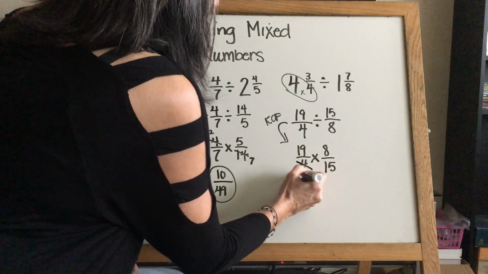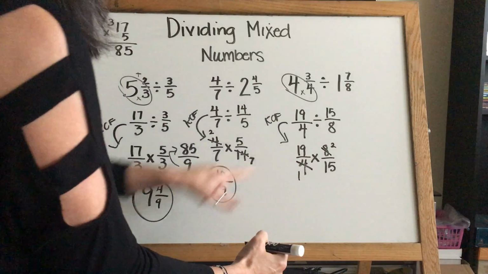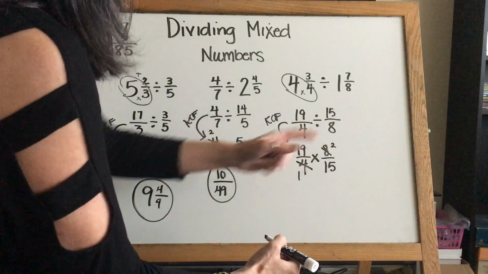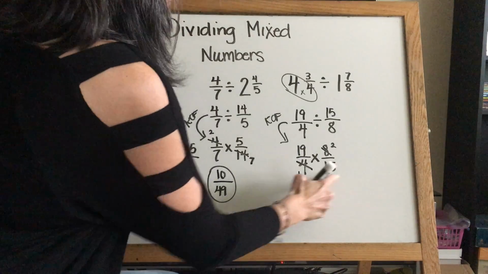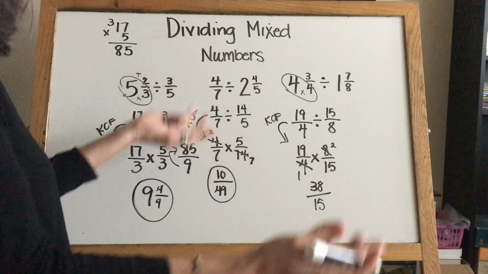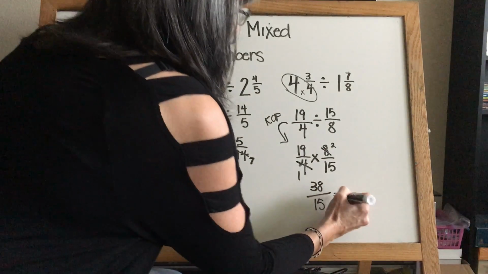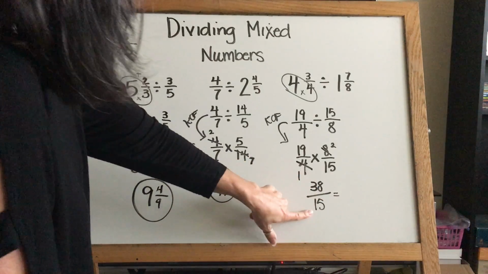So 4 divided by 4 is 1. 8 divided by 4 is 2. So we have 19 times 2, so we're going to double 19, and that's going to be 38. We have 1 times 15, which is 15. What are we looking at? We're looking at an improper fraction, so we have to turn it into a mixed number. Remember, this is 38 divided by 15.